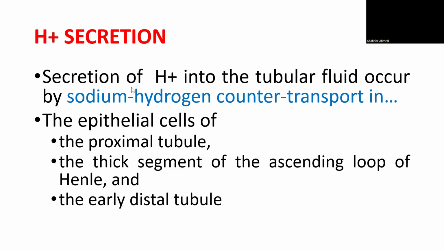Hydrogen secretion: secretion of hydrogen ion into the tubular fluid occurs by sodium-hydrogen counter transport. The sodium-hydrogen counter transport is present in the epithelial cells of the proximal tubule, the thick segment of the ascending limb of the loop of Henle, and the early distal tubule. Up to this early distal tubule, hydrogen secretion occurs by sodium-hydrogen counter transport. Remember it.